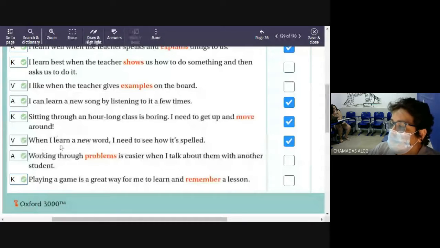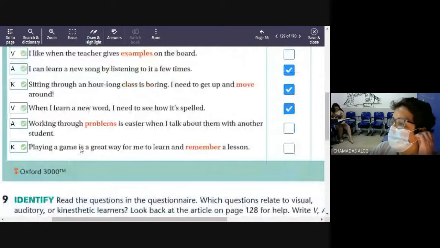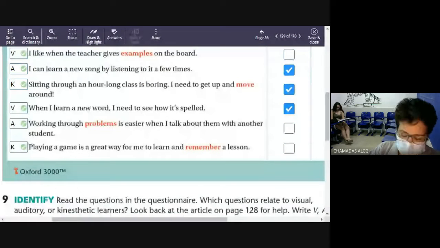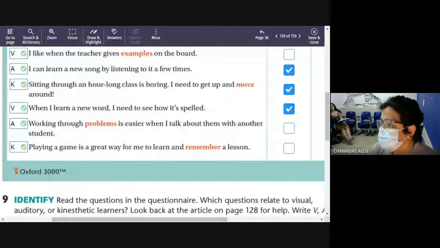When I learn a new word, I need to see how it's spelled. Visual, totally, right? Now, working through problems is easier when I talk about them. So talking to other people is enough for you. You're auditory. And finally, playing a game shows you are kinesthetic because you are doing, okay?